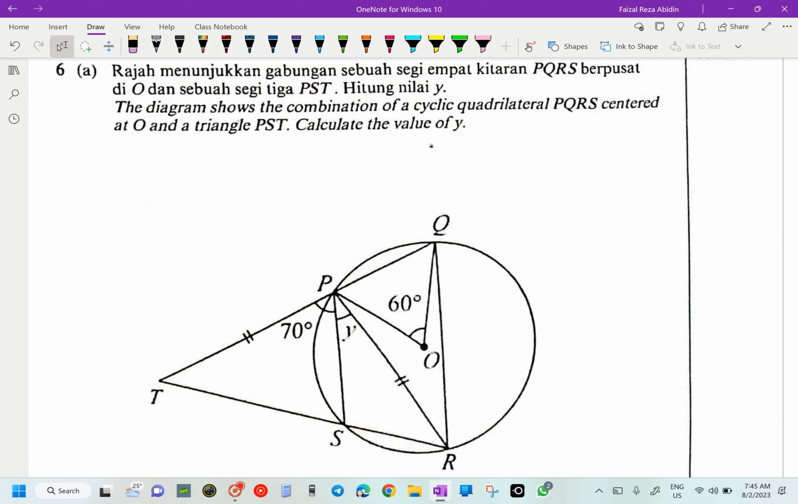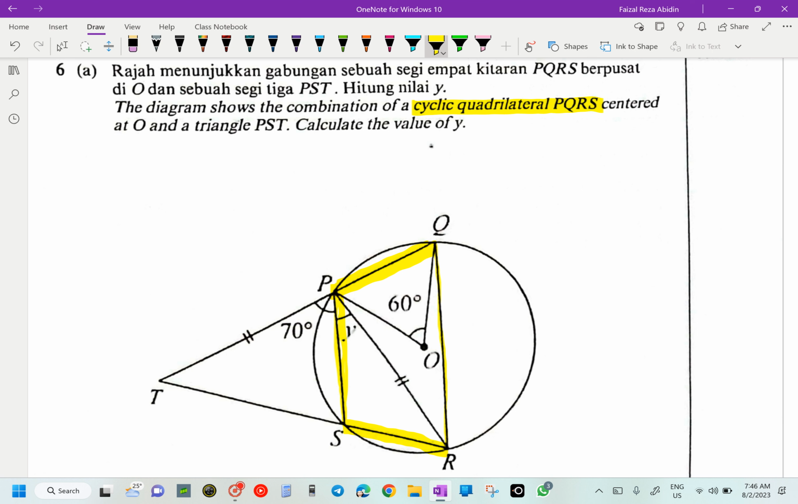What we have over here, the diagram shows the combination of a cyclic quadrilateral PQRS. Okay. Before we answer our question, what does it mean by cyclic? Girls? All our vertices are going to be on our circumference. And what can you say for the cyclic? You are going to have the opposite angles add up to 180 also, right? So the total is going to be 360 lah.